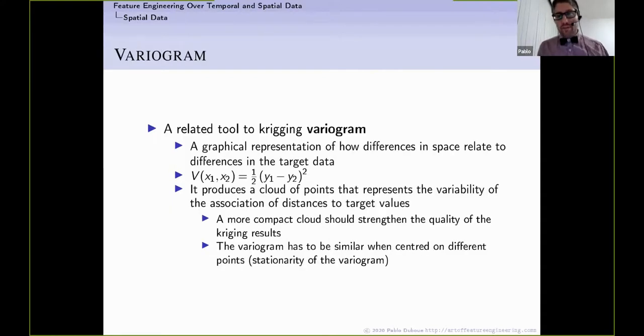And kriging is related to a particular type of graphing we do in spatial data called a variogram that shows how much difference in space relates to difference in the target data. Yeah, so it gives you a cloud of points that represent the variability of association between distances and target data. In a way, it gives you an idea whether the kriging will be useful or not for the data you have at hand.